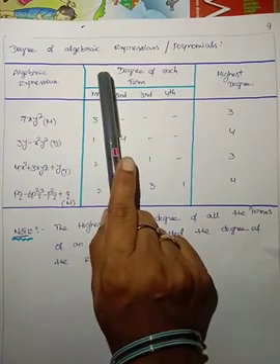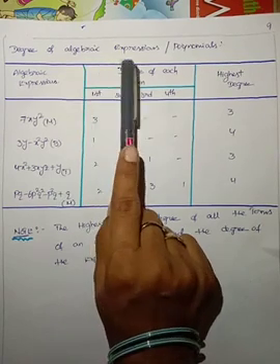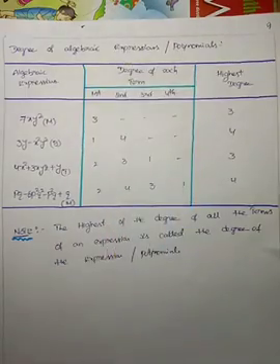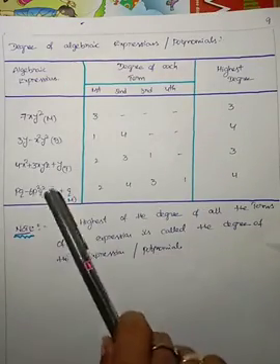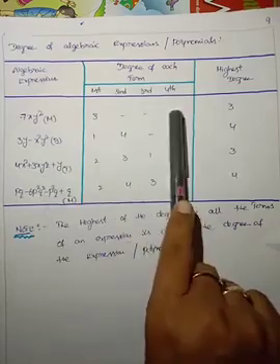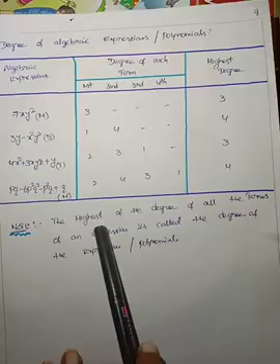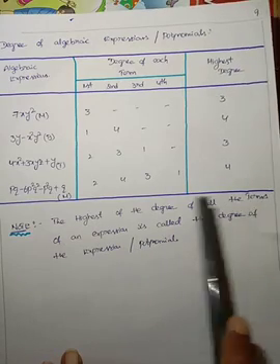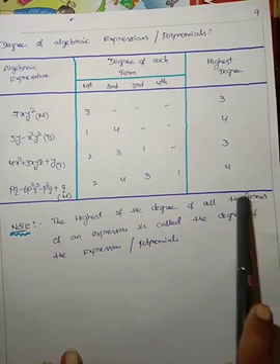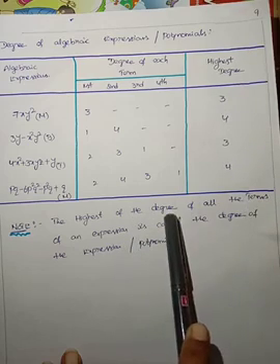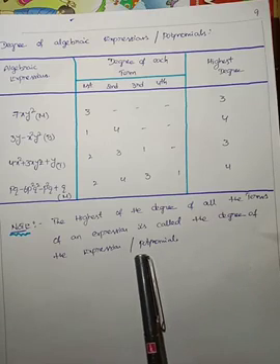So we have already seen the degree of the monomial and the degree of the constant term. Now, the degree of an algebraic expression or polynomial. What is the degree of an algebraic polynomial? We take the degree of each term, and the highest of the degrees of all terms of an expression is called the degree of the expression or polynomial.